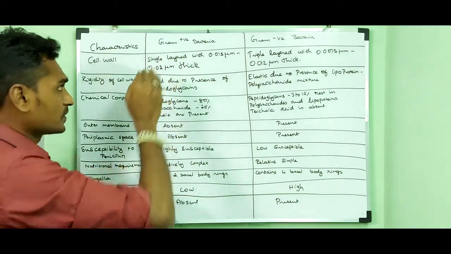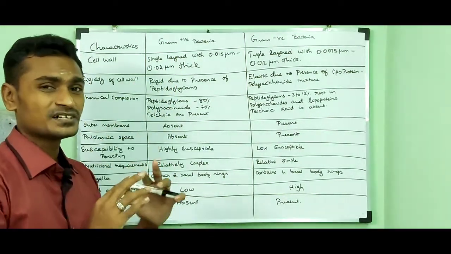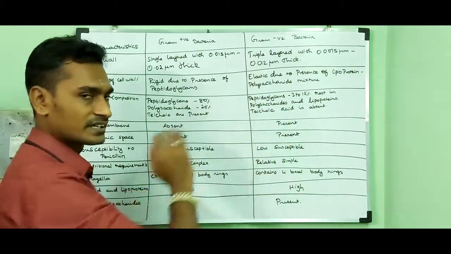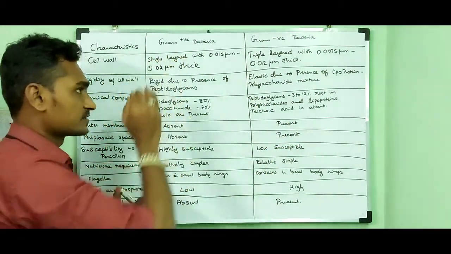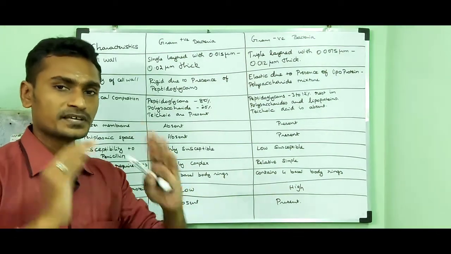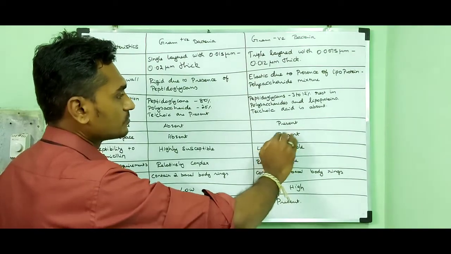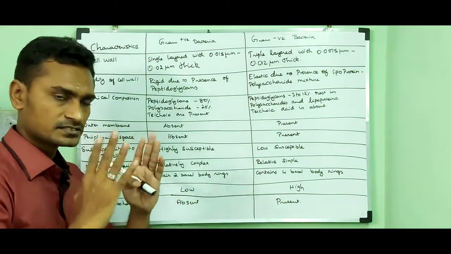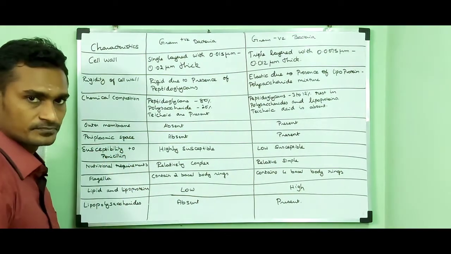In the case of gram positive bacteria, the periplasmic space is much smaller than in gram negative bacteria. In our book it is given as absent, but gram positive bacteria do contain a periplasmic space, much smaller than that of gram negative bacteria. Then susceptibility to penicillin.